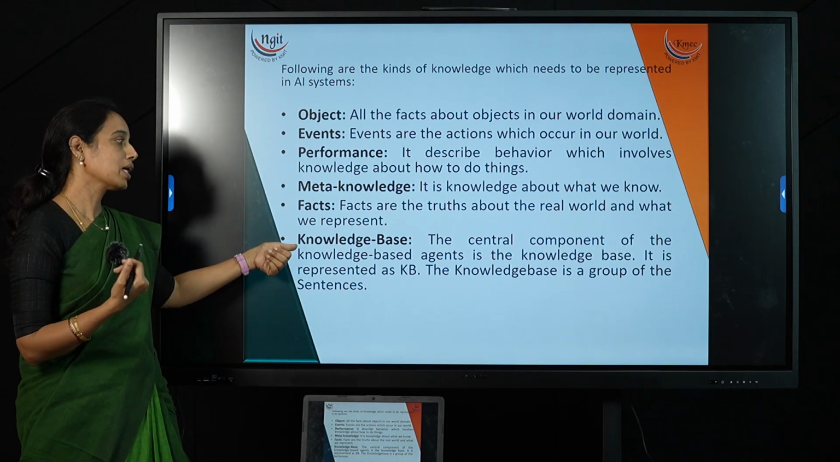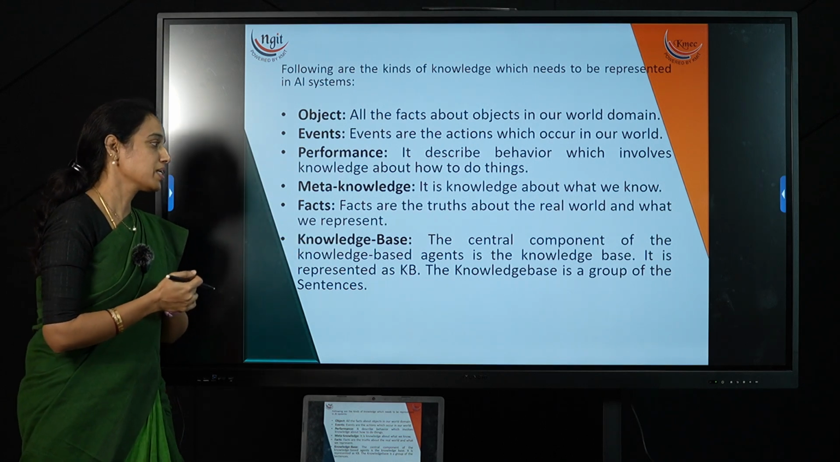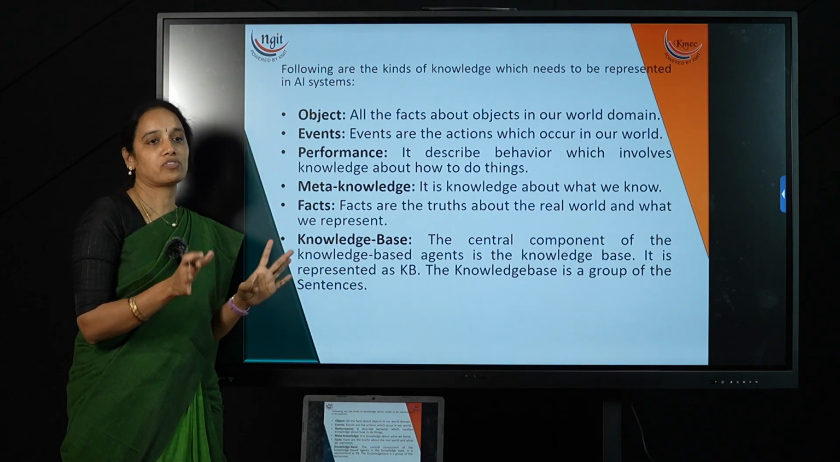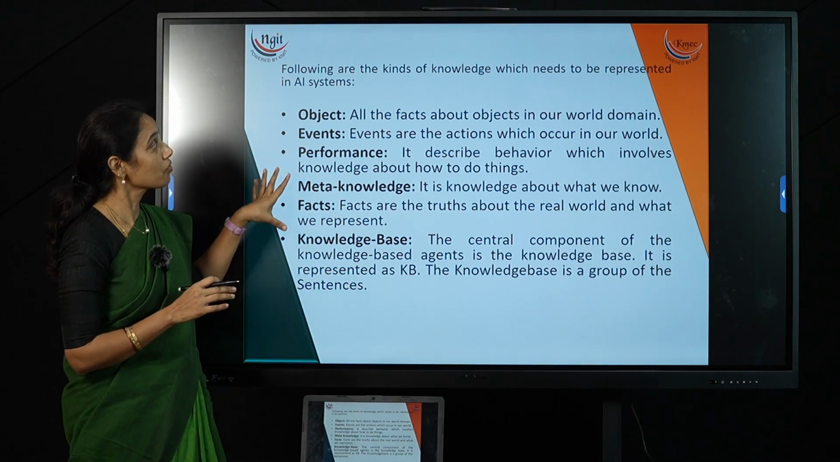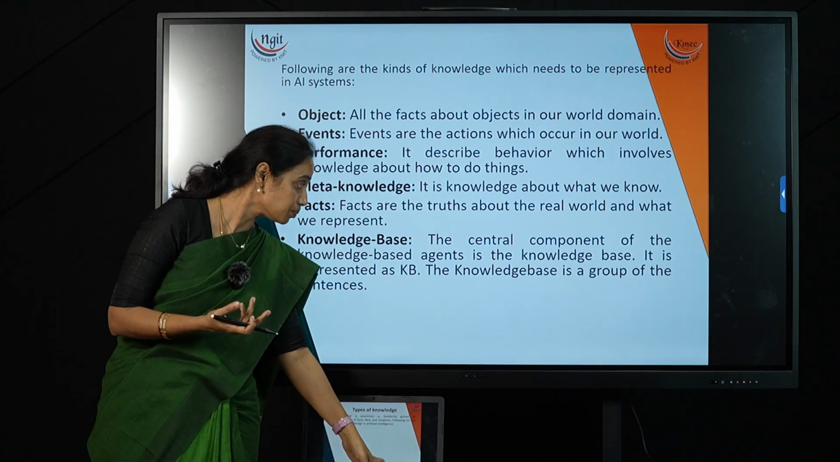Then the important part, KB, which is the knowledge base, the central component of the knowledge-based agent, and it is nothing but a group of sentences. So these are some of the kinds of knowledge which we can represent for an AI system.